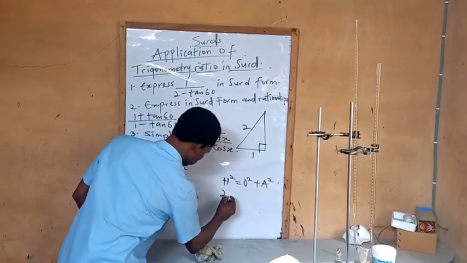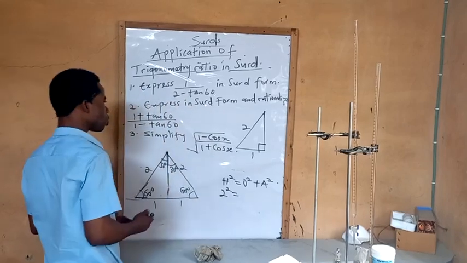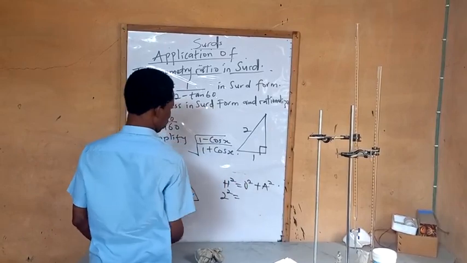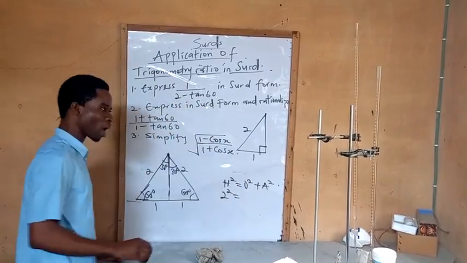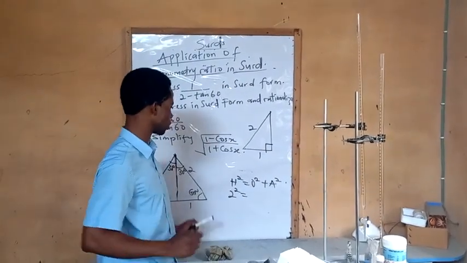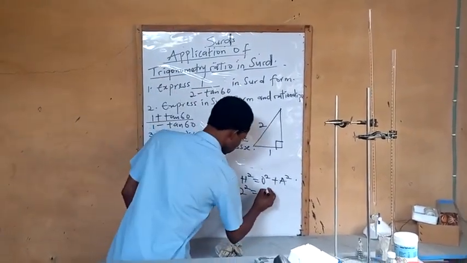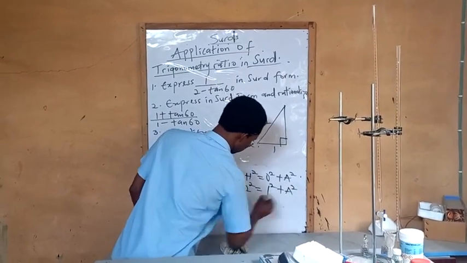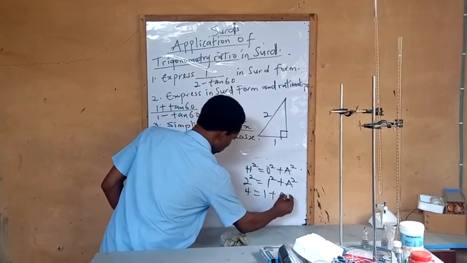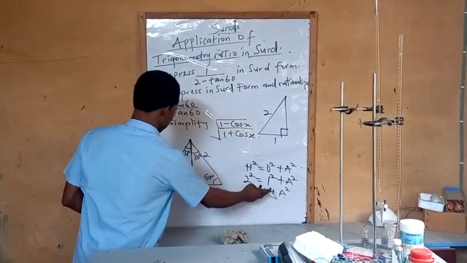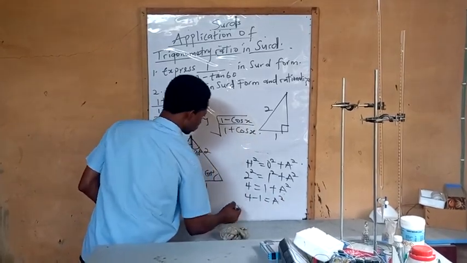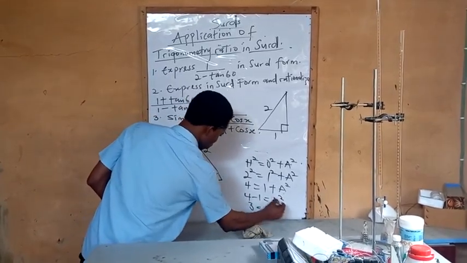So which is 2 square equals to, the opposite can be here, or even it can be here. So far, the angle is not given. Are you guys getting what I'm saying now? But let's just take, let's say 1 is the opposite plus adjacent. So we have 4, 2 squares is 4, 1 square is 1 plus a squared. So if you bring this one here, that is 4 minus 1 equals to a squared. So 4 minus 1 is 3 equals to a squared.